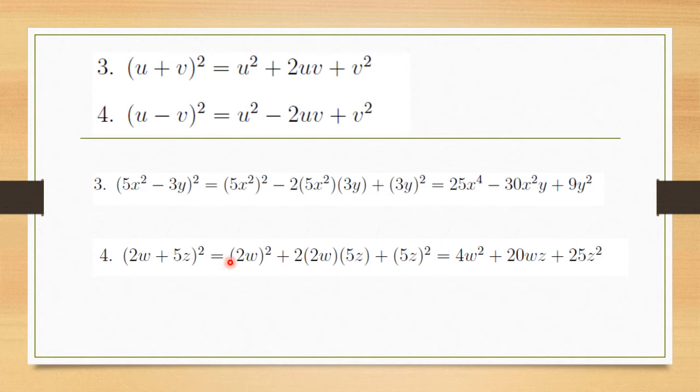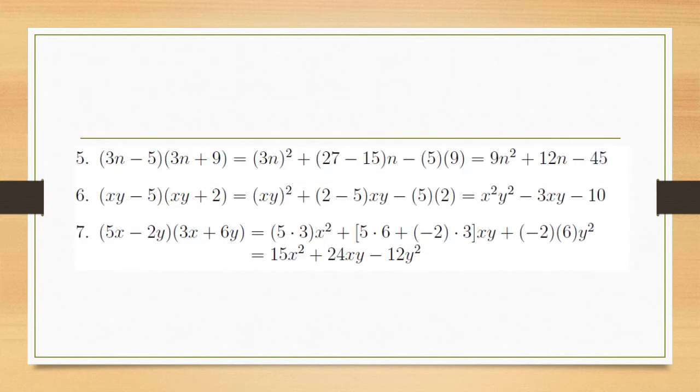So very easy. 2w squared, that is the square of your u, plus 2uv, 2 times 2w times 5z, plus the square of your v, which is 5z. So you've got this, and simplifying, we get 2w squared is 4w squared. 2 times 2w times 5z is just 20wz, and 5z squared is 25z squared.